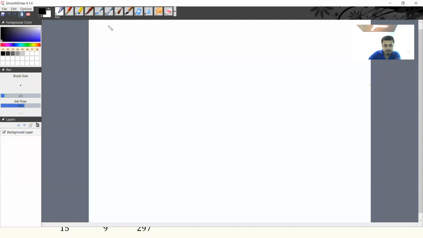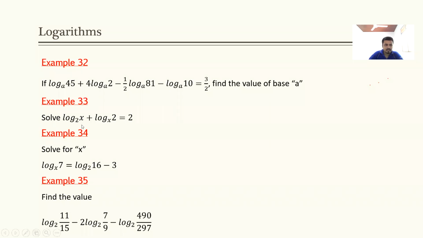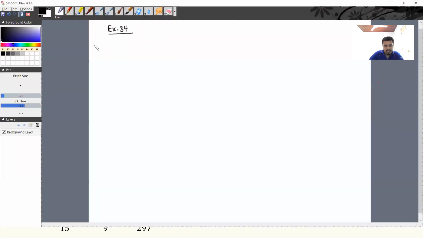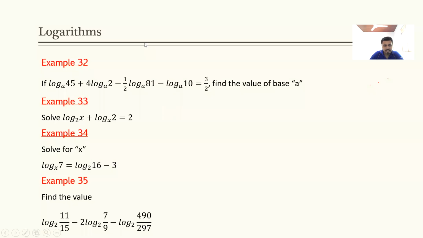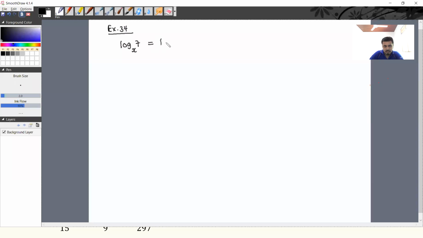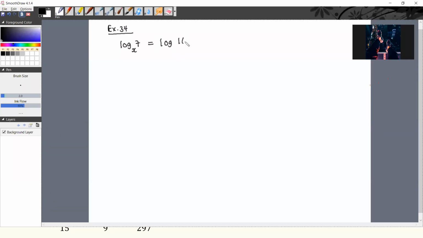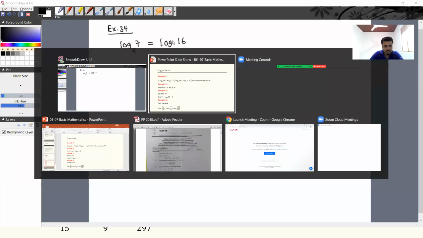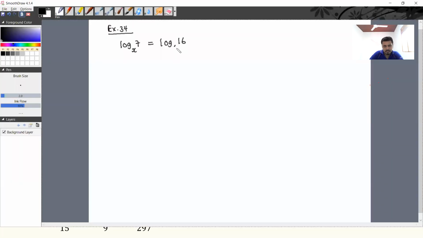Example number 34. Solve for x. Log of 7 to the base x equals log of 16 to the base 2 minus 3. This is what we need to find. We need to find the value of x here.